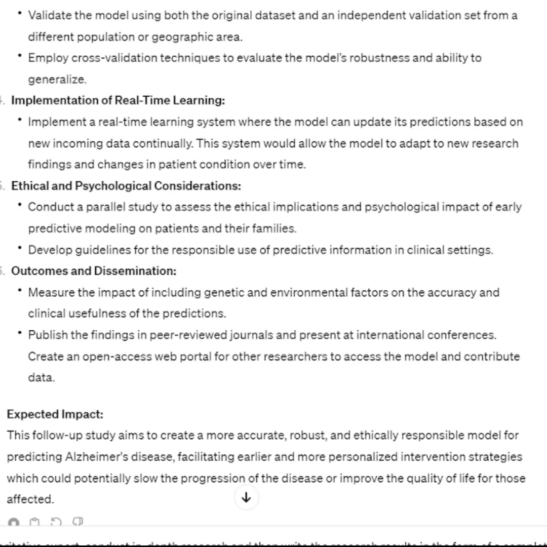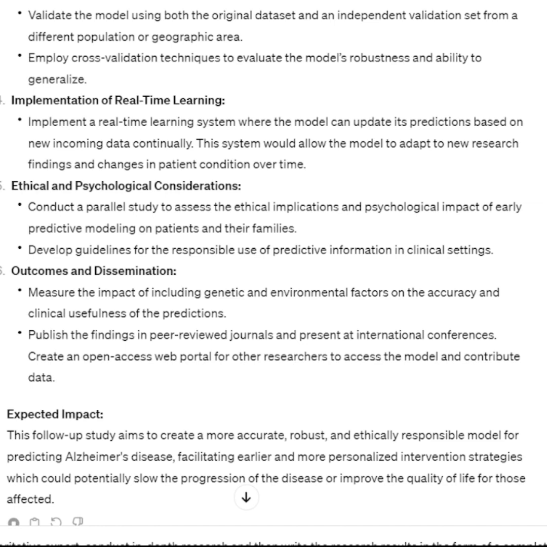6. Outcomes and dissemination. Measure the impact of including genetic and environmental factors on the accuracy and clinical usefulness of the predictions. Publish the findings in peer-reviewed journals and present at international conferences. Create an open access web portal for other researchers to access the model and contribute data.